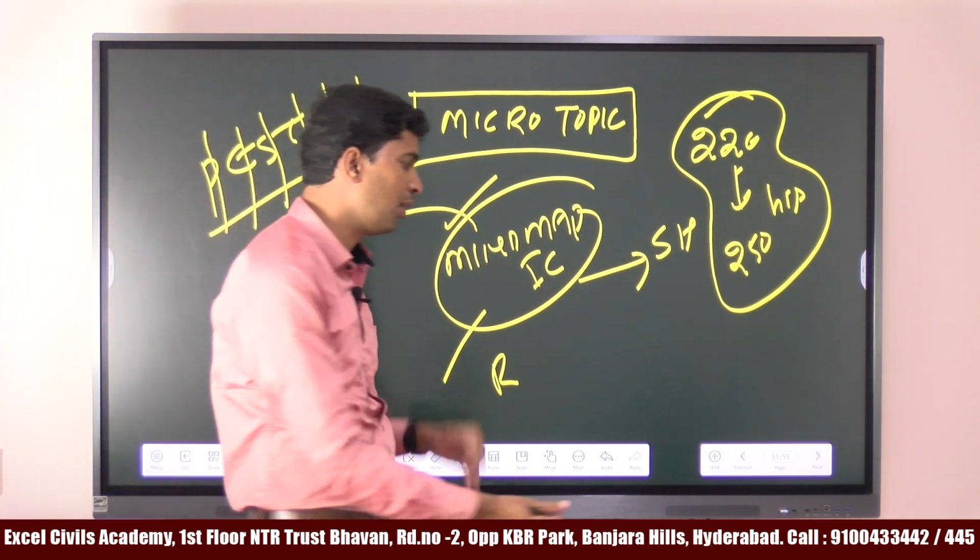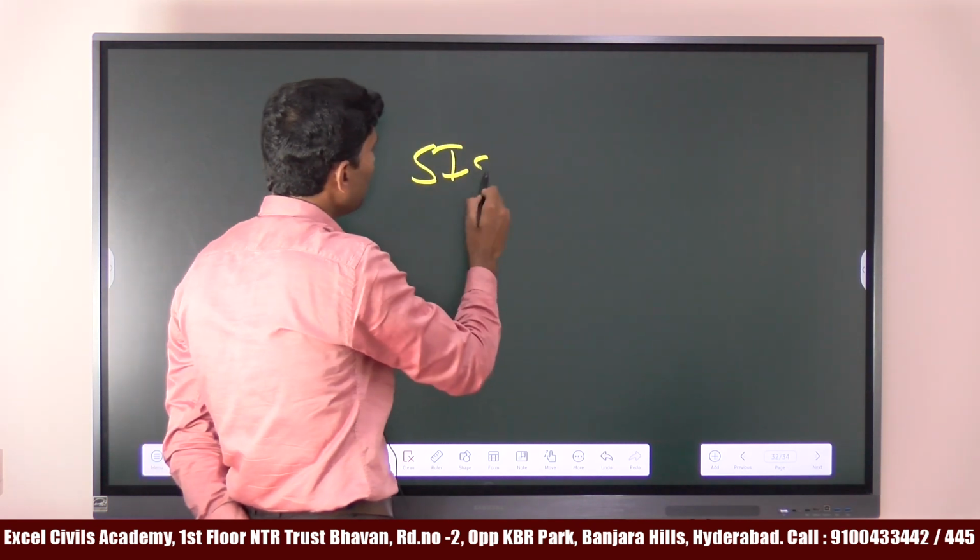So for the second paper, what should we do? Social Issues by Ram Ahuja.